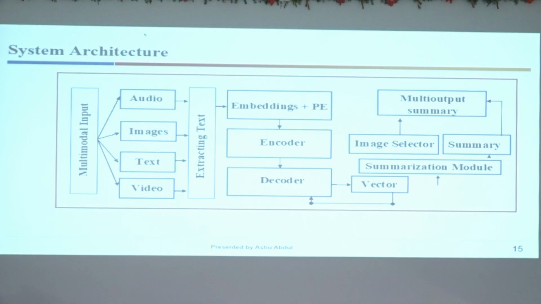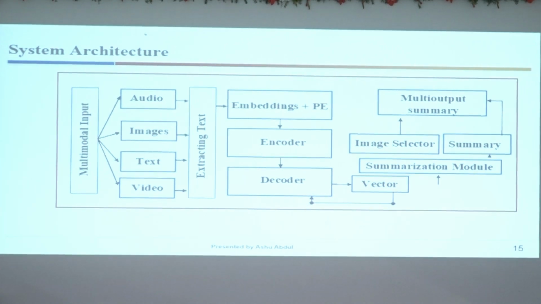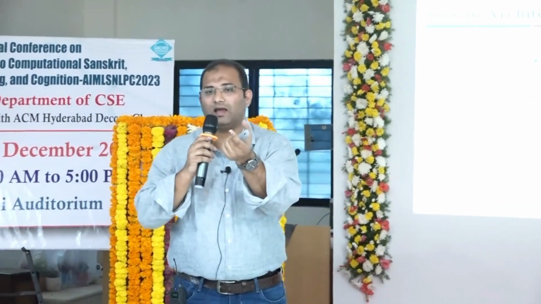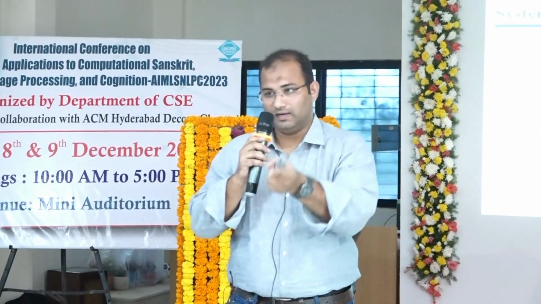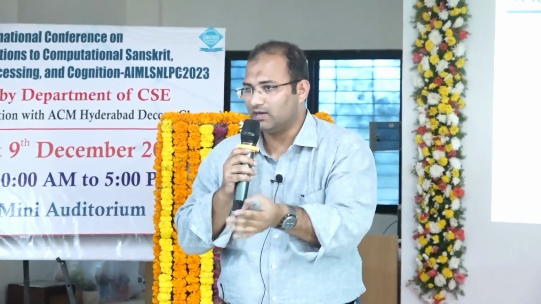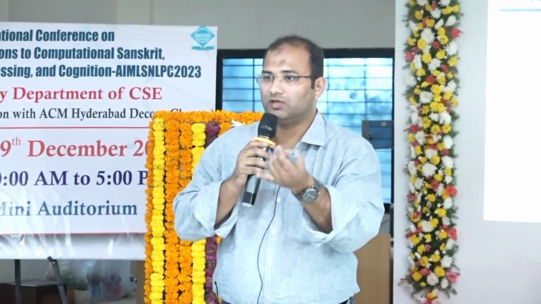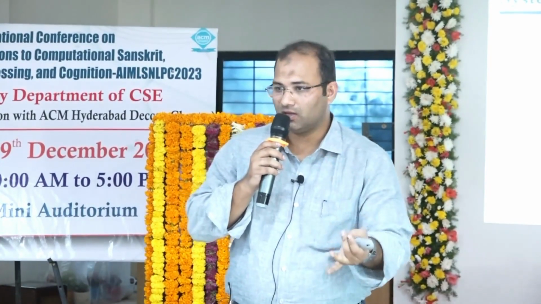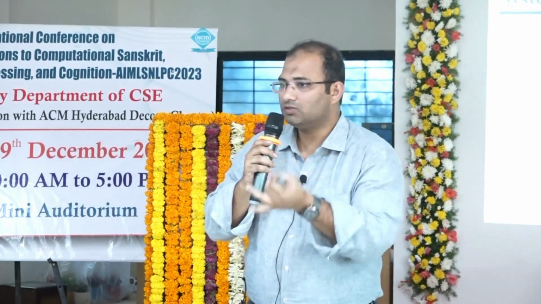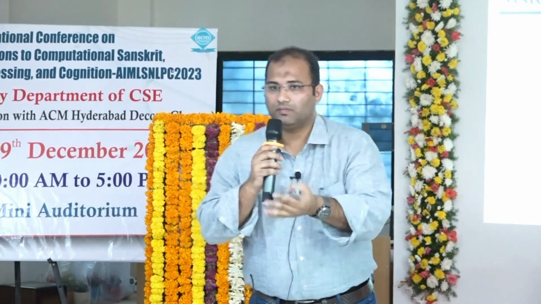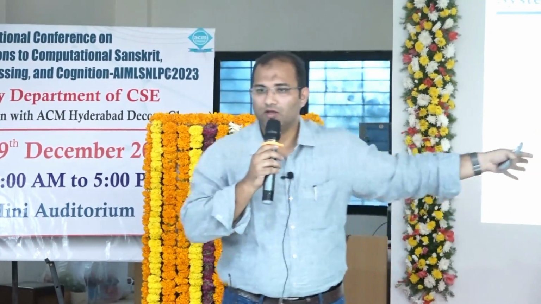From the encoder we are going to give it to the decoder. Once the decoder generates the vector, you see there is a cycle over here. Basically, in this cycle we are having a transfer learning mechanism. You can use any transfer learning mechanism, such as a generative adversarial network or reinforcement learning, any of them over here.